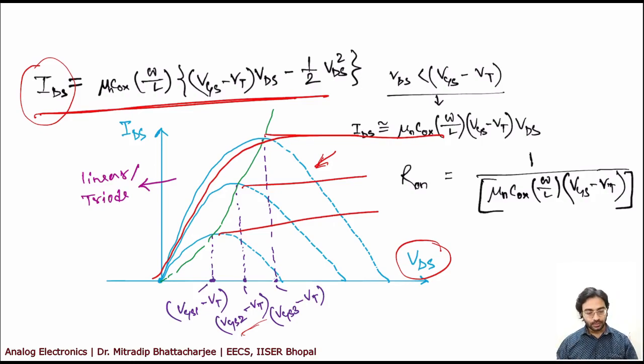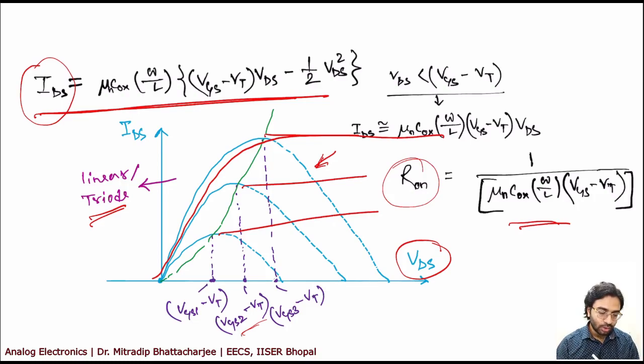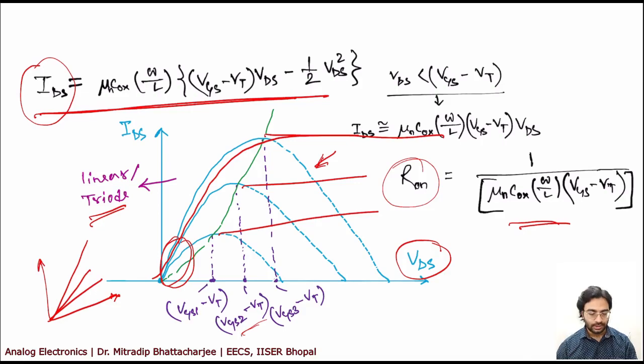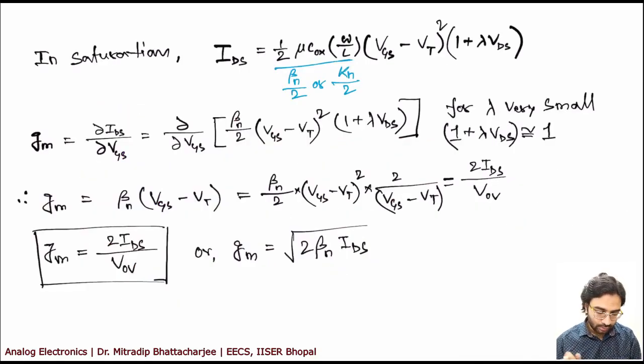Okay, then I have shown you the value of R1, which is also important, which is in linear or triode region. I also have said why we call it linear. In deep triode region, I mean in this very less VDS value, you will find it is almost linear. The characteristics almost linear, perfectly linear. Okay, so this thing I have already discussed.